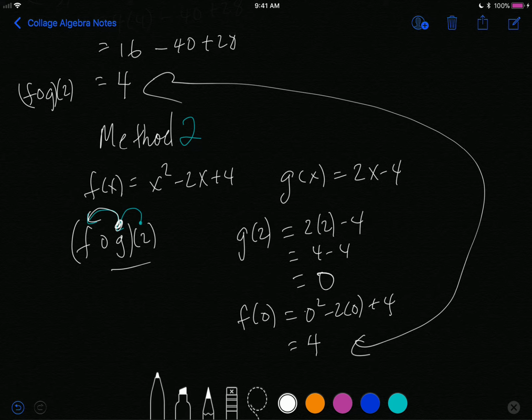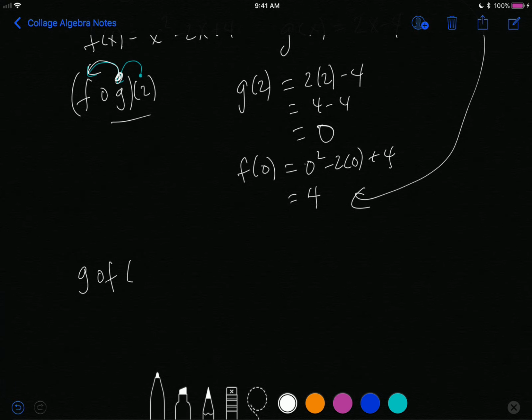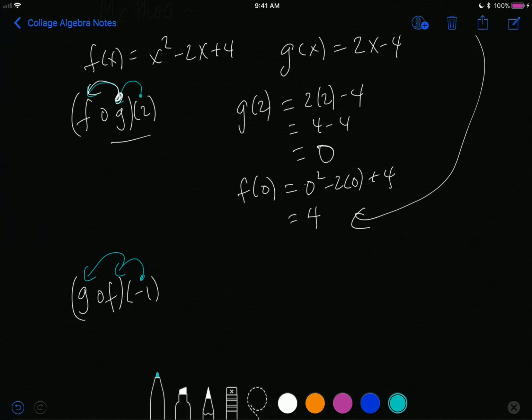Let's just do one more example of method 2 since it's so much fun. Let's say I want to find g of f of negative 1. So again, what that'll mean is I will take negative 1 and plug that into f. The answer I get, I take that new answer and I plug that into g. Notice right here that switching them results in me working the functions differently because I have f as the inside function. So what's f of negative 1?